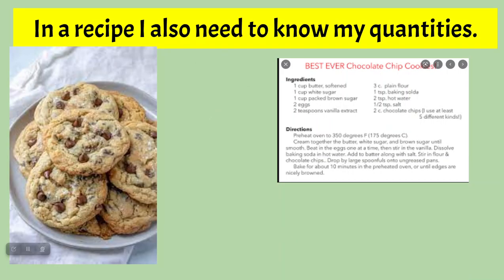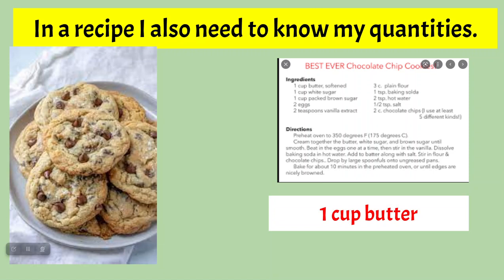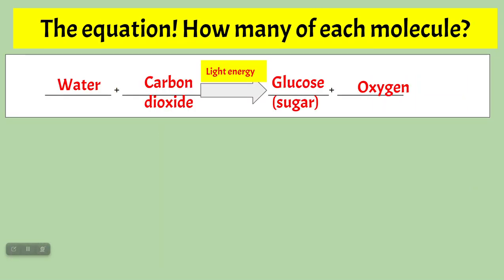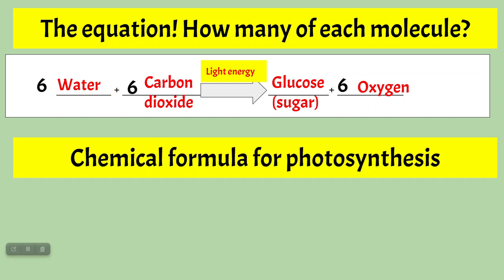All right, so just remember we needed to know those quantities. So in this recipe, we need exactly 1 cup of butter. And so you have to make sure that when you are looking at photosynthesis as a process, you know the exact quantities, okay? So we know it's going to be water in, carbon dioxide in, and glucose out and oxygen out. But remember your numbers. It's 6 water molecules, 6 carbon dioxide molecules. When they're exposed to light energy in the chloroplasts, they create 1 glucose molecule and 6 oxygen molecules. Those numbers are important: 6, 6, 1, and 6.